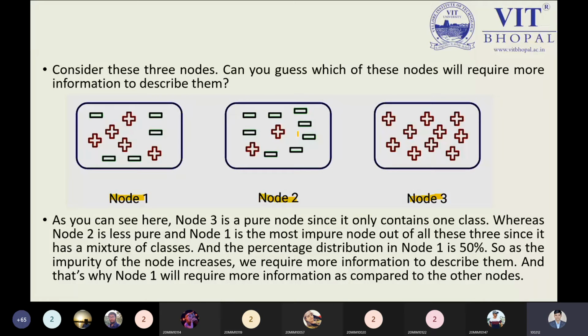Sir, node 1 will require more information as compared to the others. You can just assume that in node 3 we have all positive points, no mixed kind of data, but in node 1 we have 50-50%. So we can say this is not pure data, because 50% could be pure and 50% could be impure.